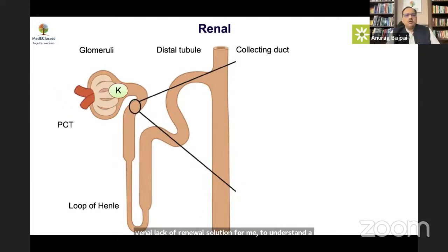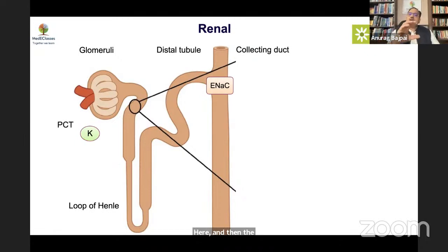Now, most of the potassium which is coming to the blood is filtered, and around 100% of it is actually absorbed in the proximal tubule. So whatever potassium is actually excreted is not the one which is filtered. So remember, all that you have filtered is absorbed here, and then the active excretion of potassium actually happens at the level of the collecting duct. And the driving force of this is the epithelial sodium channel.